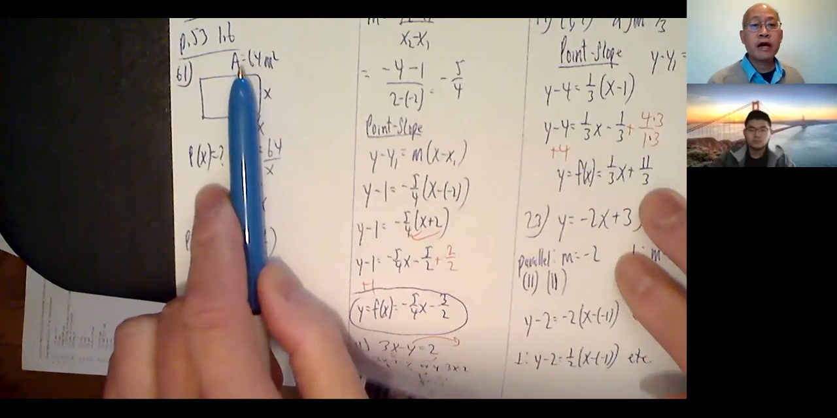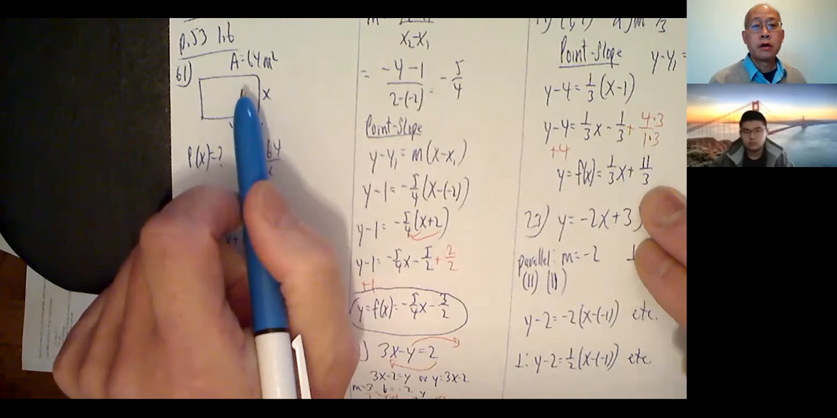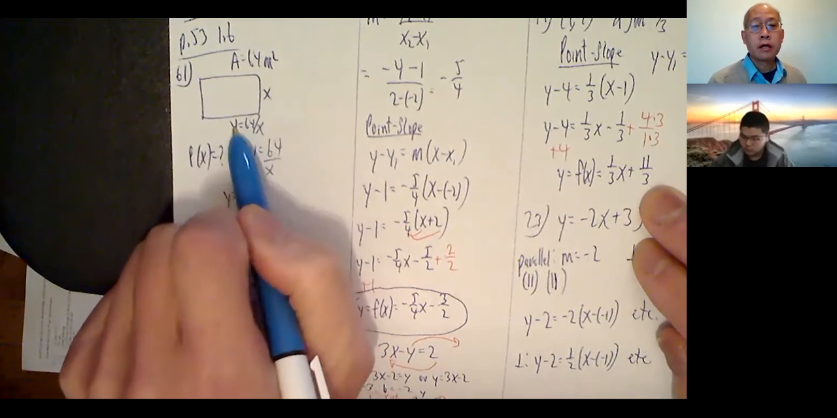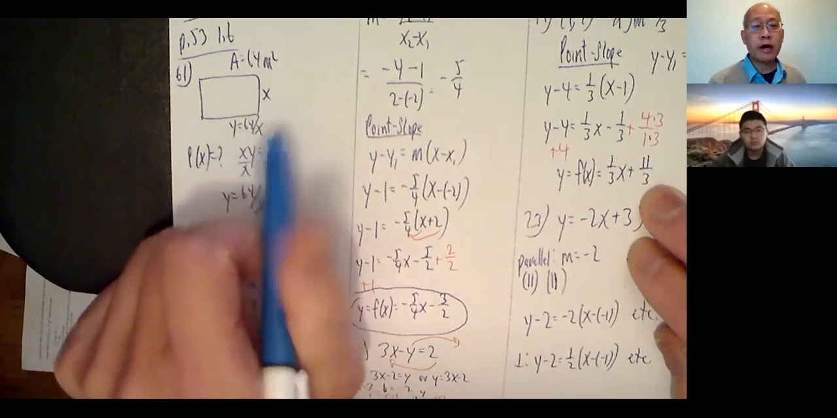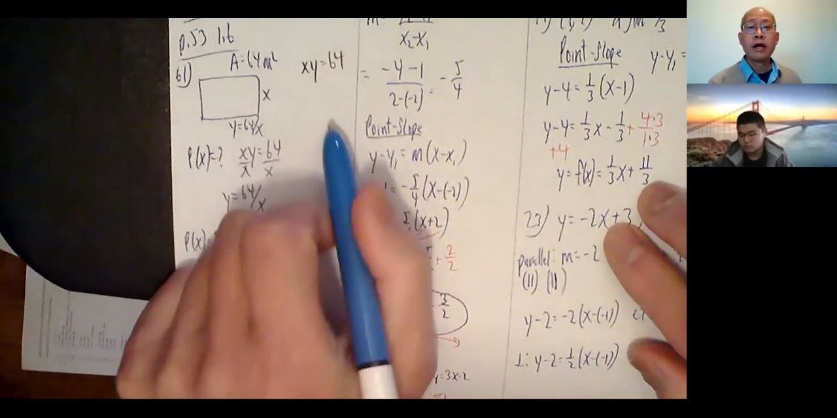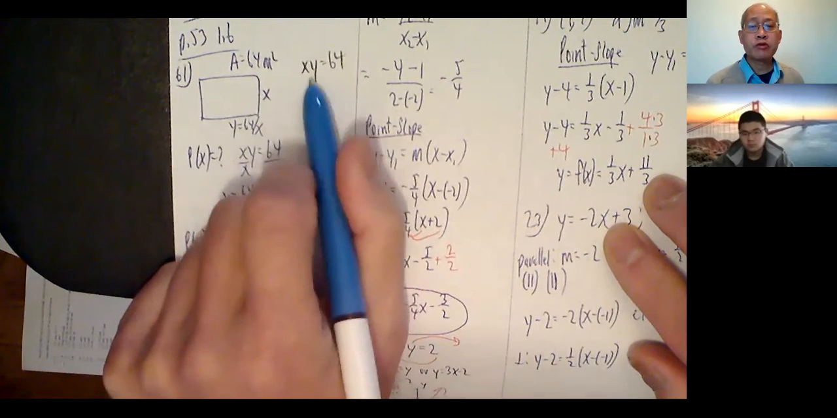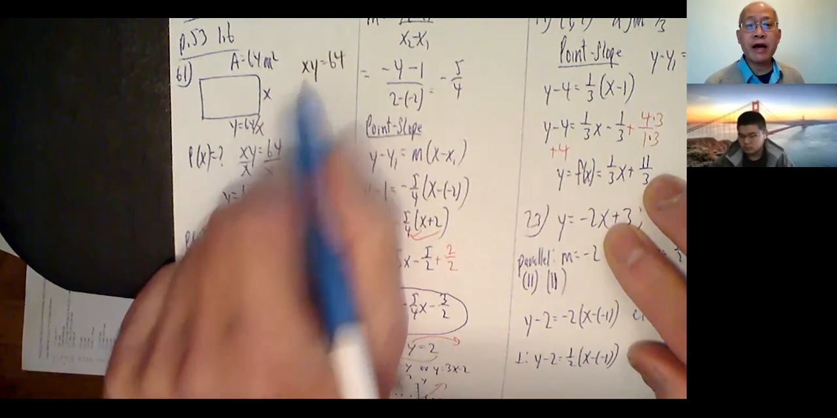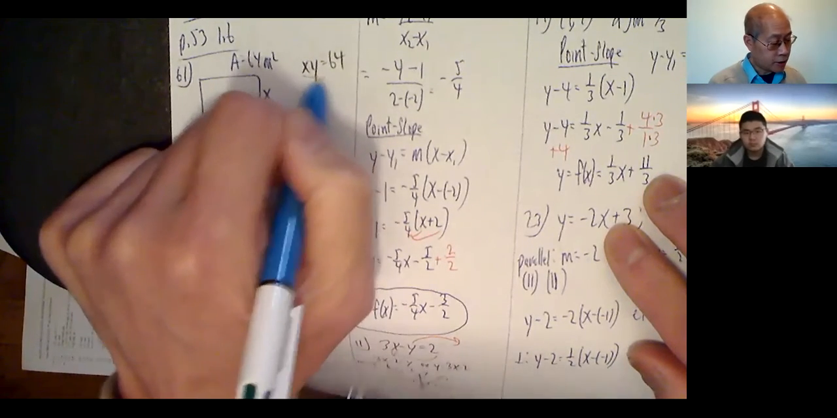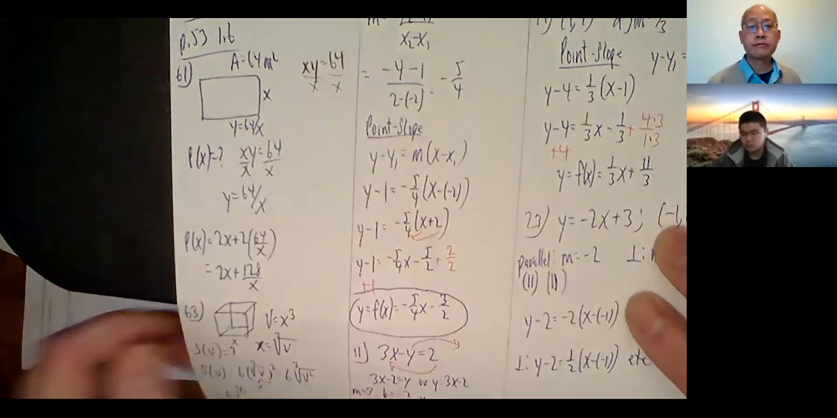Okay, so area is 64. Okay, now I call this x, I'll call this y. Okay, to find the area, it's x times y, right? So that means x times y equals 64, right? Area of a rectangle is length times width. So x times y is 64. If I divide by x, y is 64 over x, right? Just go like this. Y equals 64 over x.